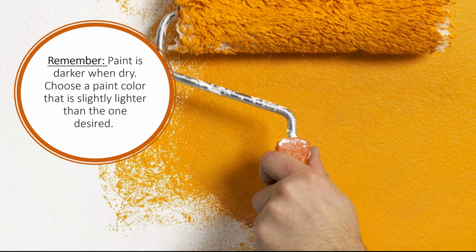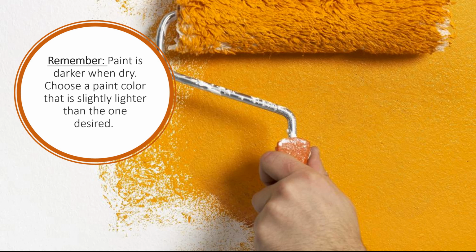Please always remember this. Paint is darker when it is dry. So you always want to choose a paint color that is slightly lighter than the one desired, because it does dry darker, especially because you'll be adding multiple coats. One of the biggest mistakes people make with painting is the color yellow. Yellow is a very, very bright color, and it's always darker and brighter once it's dried. So if you want to do yellow, I would pick one, maybe even two colors lighter than the desired color, because when you are finished painting, it will look like the color you want.